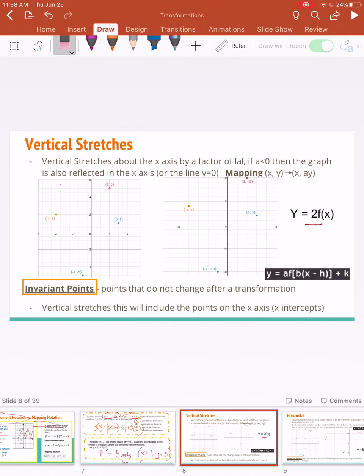If you times anything by 0, you'd end up with 0, so you wouldn't change. And any coordinate on the x-axis would have a y variable of 0. So if I were to vertically stretch that, I'd end up in the same point. An invariant point means even after a transformation, that point does not change. It stays in the same place.